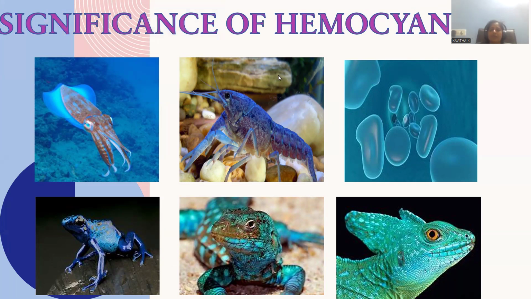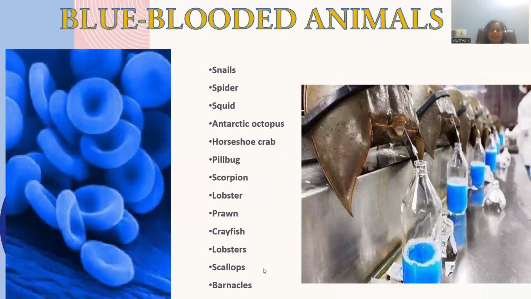They are accompanied by the hemocyanin as the coloring pigment because it induces a blue color. The category of animals exhibiting that blue coloration of the blood, accompanied by hemocyanin as the coloring pigment, are manifested over there. Snails are examples, spiders, squid is an aquatic species, and the Antarctic octopus is a kind of aquatic species accompanied by this hemocyanin. Horseshoe crab is also an aquatic species which has blue-colored blood.